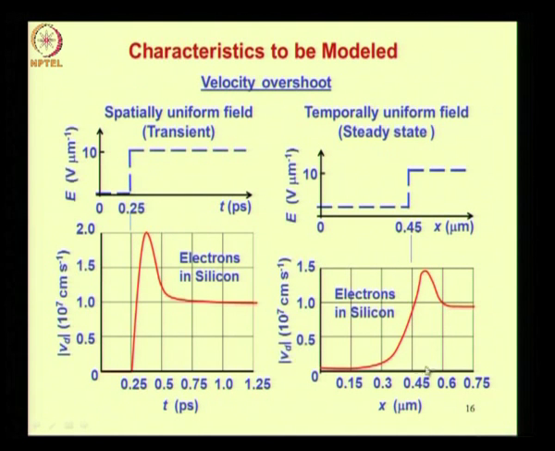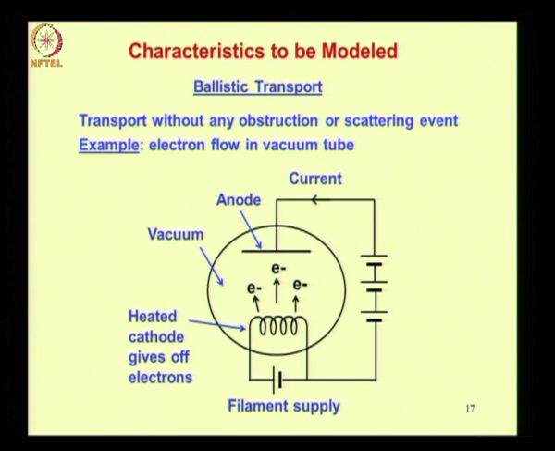So we would like to explain this entire velocity overshoot characteristics. Now this is the situation of temporally uniform field, that is the field is uniform as a function of time. So this is a steady state situation. The previous situation that we discussed was transient. So on the left hand side you have the transient velocity overshoot, on the right hand side you have velocity overshoot as a function of distance in a steady state situation. Let us look at the next slide.